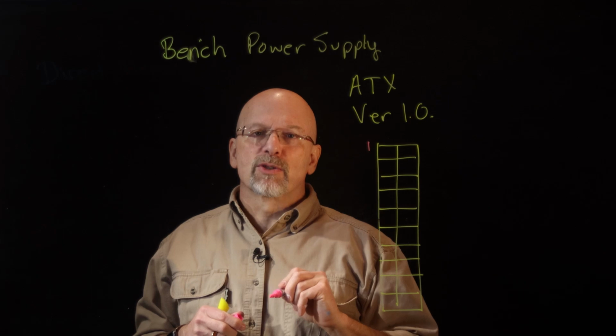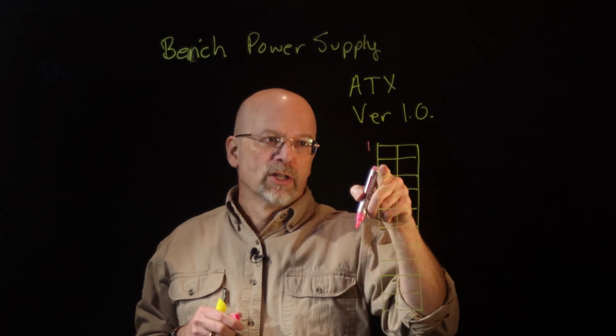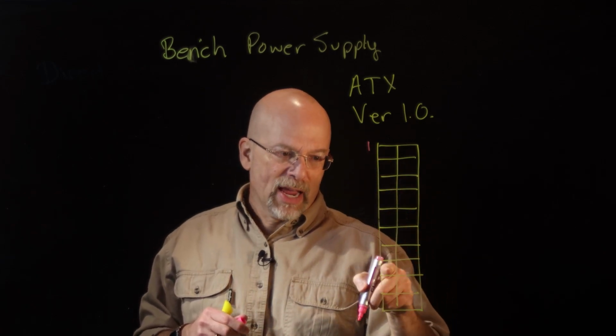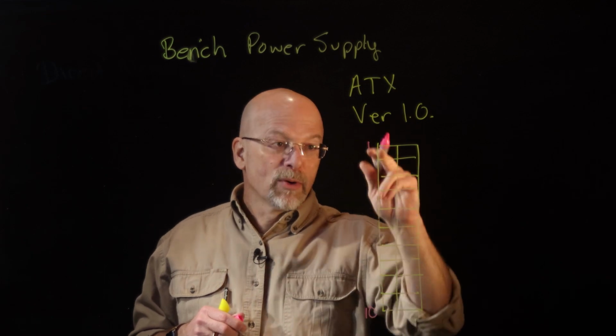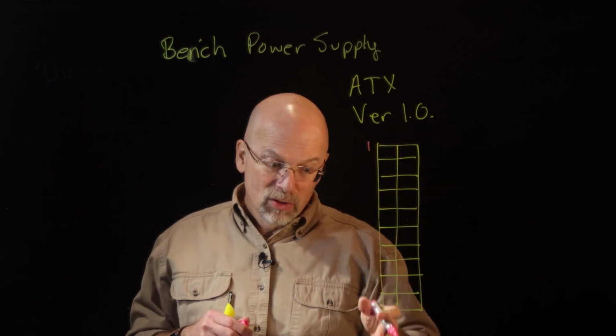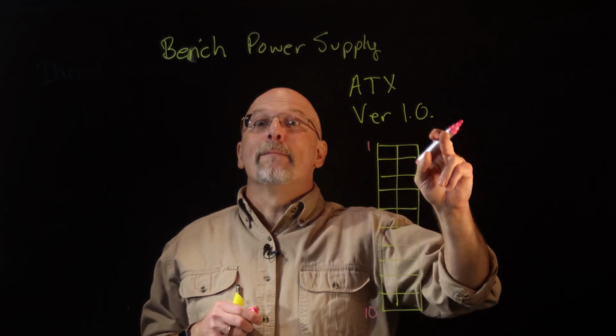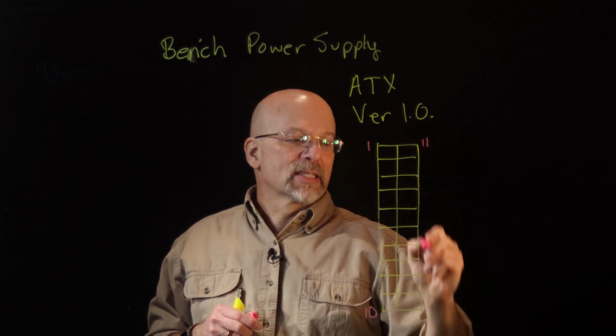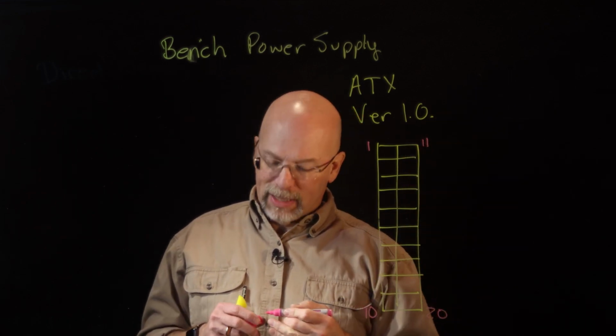That's not the way these ATX connectors are numbered. This pin right here is referred to as number 1, and then we have 1, 2, 3, 4, 5, 6, 7, 8, 9, 10. So we number this column from 1 to 10. Then we come back up to the top. This guy's 11, and this guy's 20.